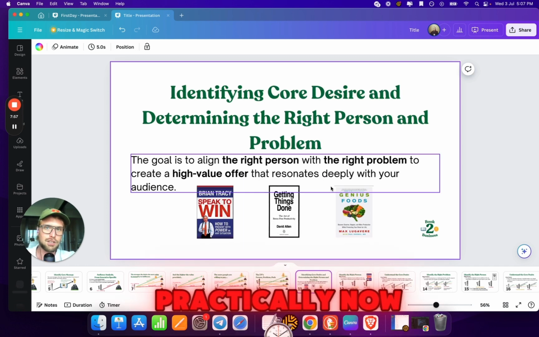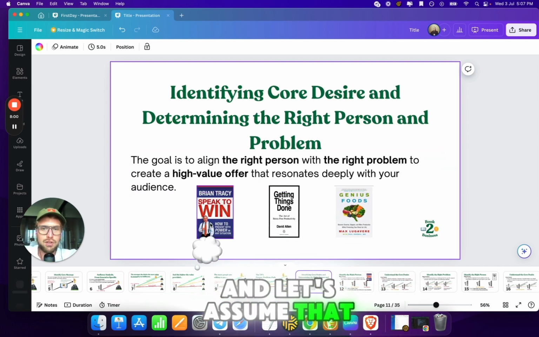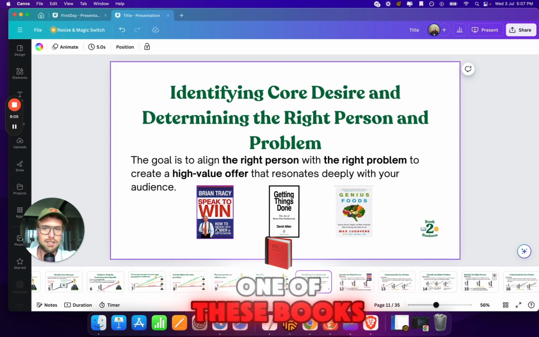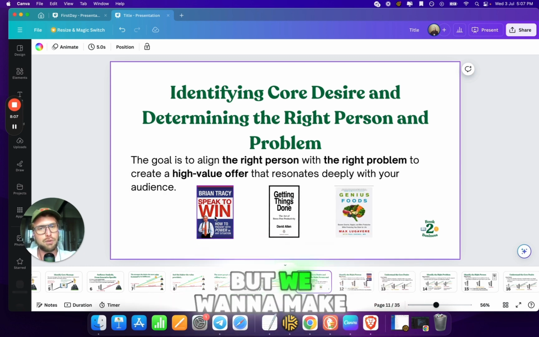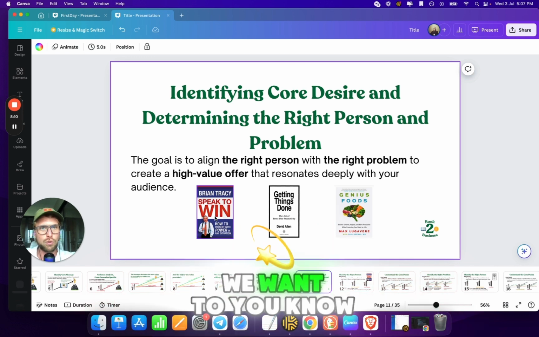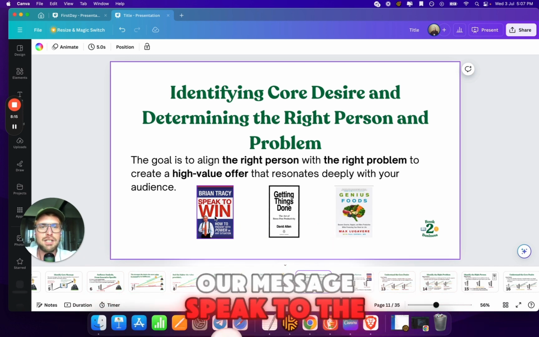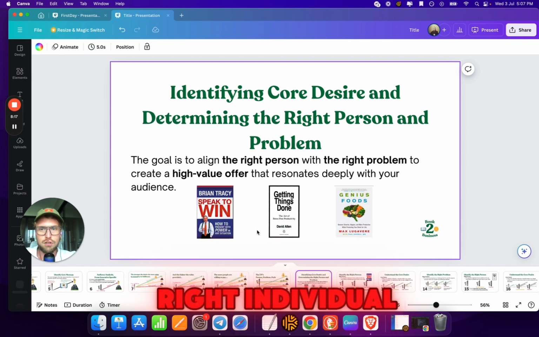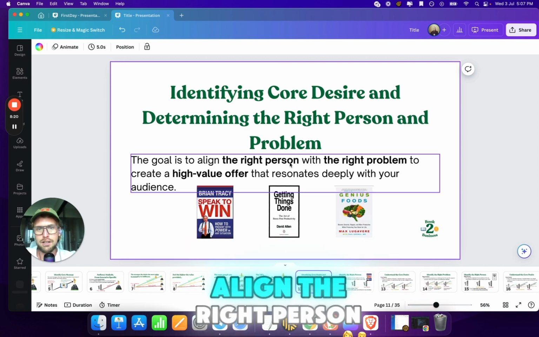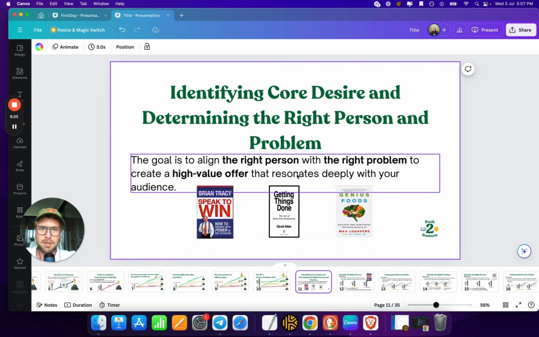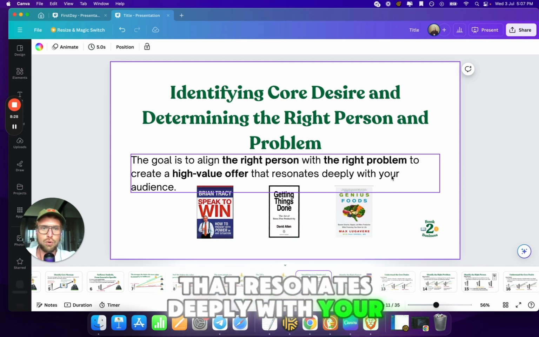So let's look at it practically now. Let's assume that we are the author of each one of these books. We want to build a community, but we want to make it a high value community. We want our message to speak to the right person and attract the right individual. You can see here, the goal is to align the right person with the right problem to create a high value offer that resonates deeply with your audience.